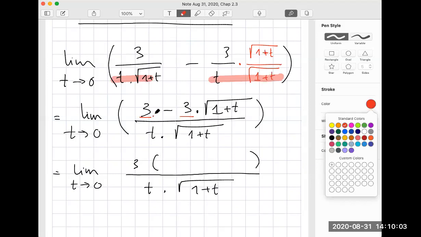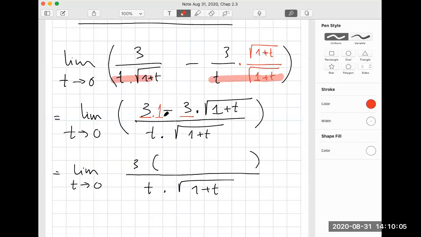Imagine 3 is 3 times 1, right? If we take 3 out, then 1 is left right here. And the negative side, okay, the negative sign. This guy, 3 times something, we take out 3, then this is left. Okay, now we're stuck.